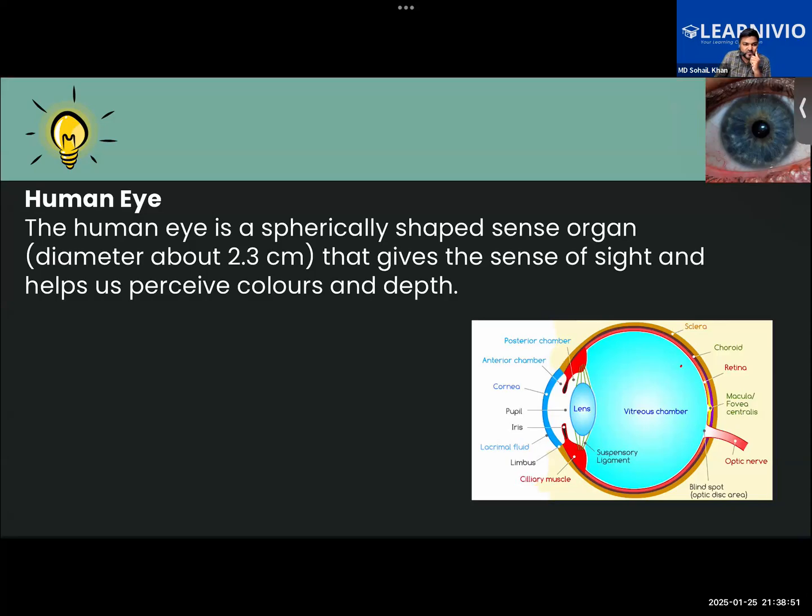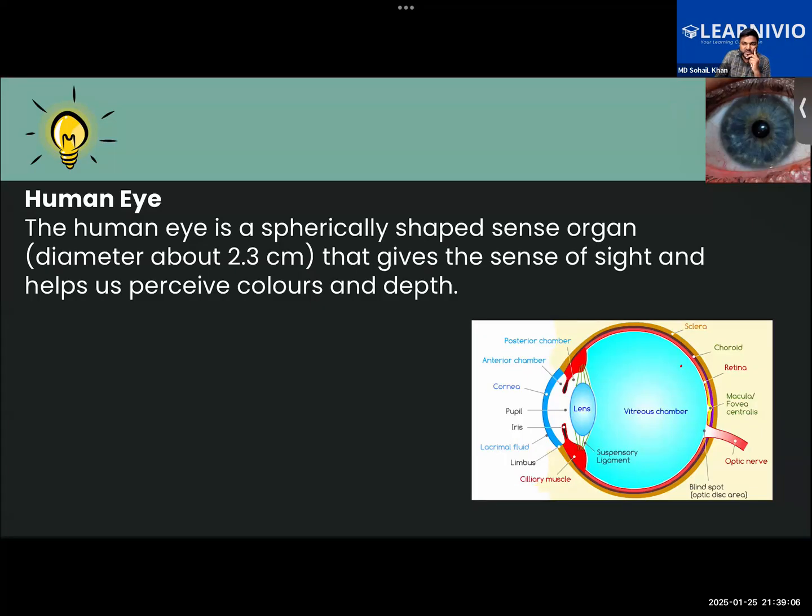What does the optic nerve do? It sends signals to the brain. Basically, it will be carrying the visual information from the retina to the brain, so that it can be processed.